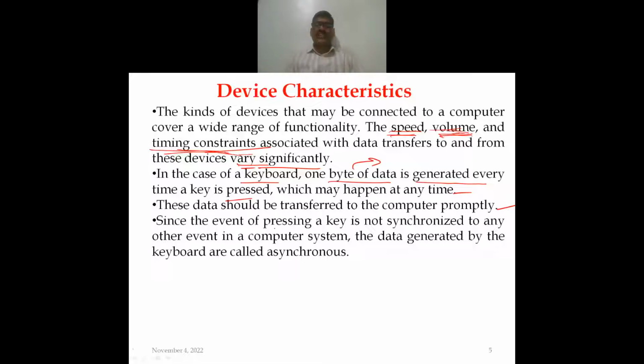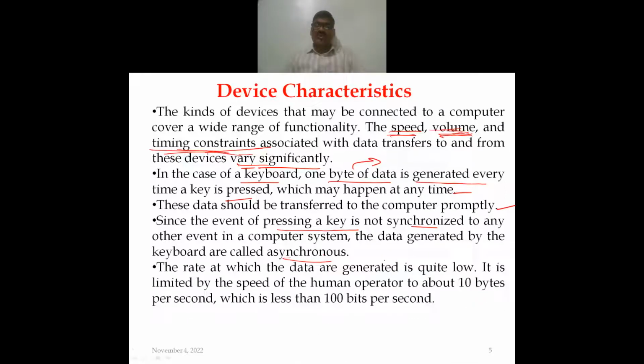Since the event of pressing a key is not synchronized to any other event in a computer system, the data generated by the keyboard is called asynchronous data. The rate at which the data is generated is quite slow. It is limited by the speed of the human operator to about 10 bytes per second. So you can press 10 characters per second, which is less than 100 bits per second. 10 bytes means 80 bits.